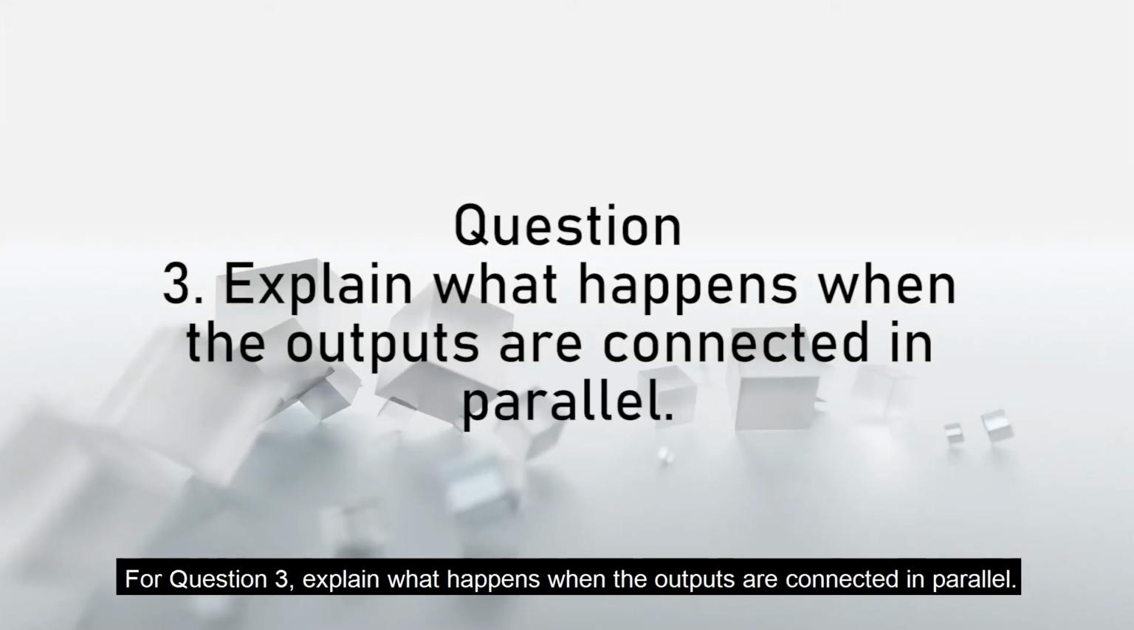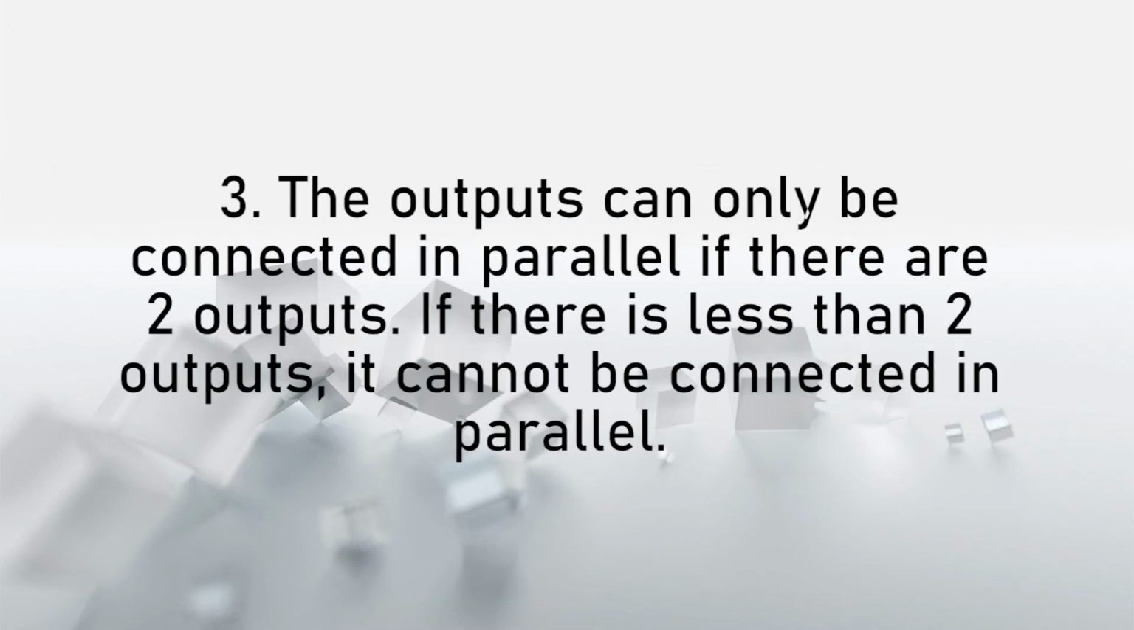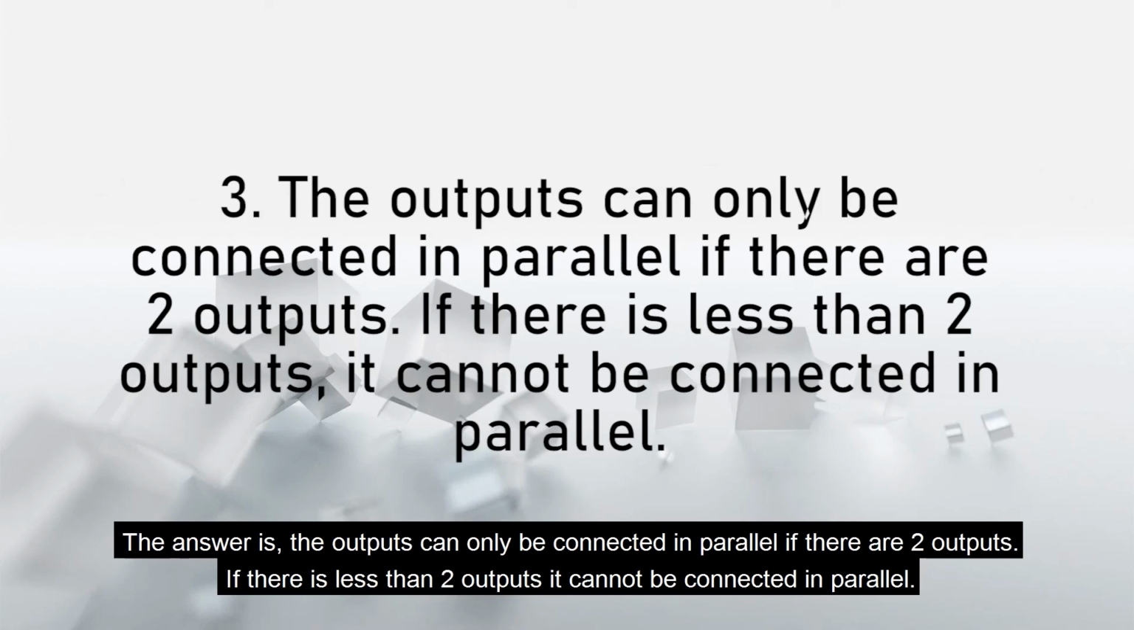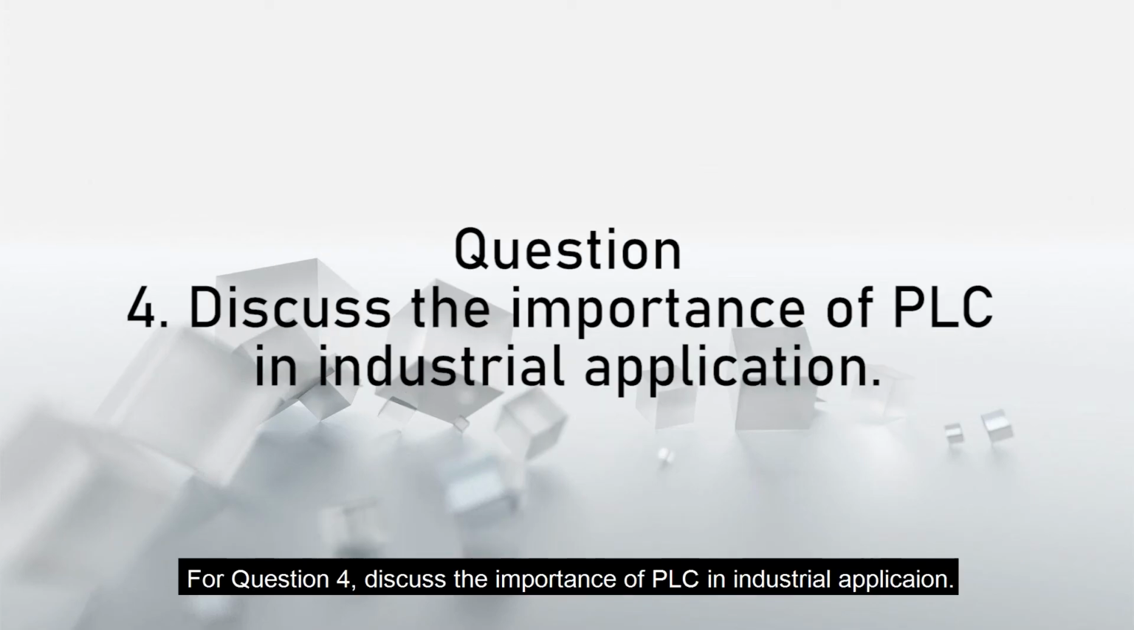For question number 3, explain what happens when the outputs are connected in parallel. So the answer is the outputs can only be connected in parallel if there are two outputs. If there are fewer than two outputs, they cannot be connected in parallel. For question 4, discuss the importance of PLC in industrial applications.